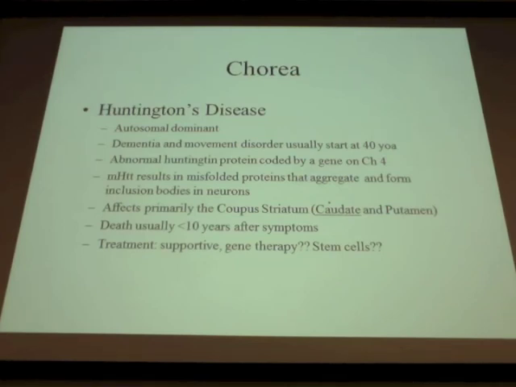Only 5% of people that have a parent get tested. Did you know that? 95% elect not to know. There's a genetic test that'll tell you. But if you know, you're going to have this horrible death.